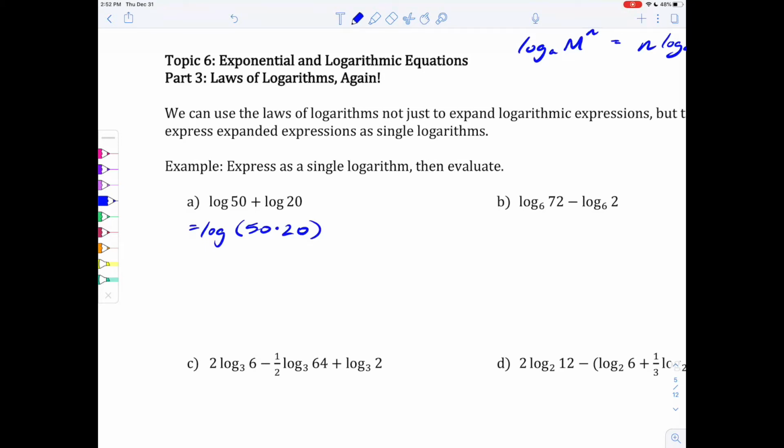I should simplify this a bit. So 50 times 20 is 1,000. I don't need brackets there anymore. And since no base is indicated, it's an implied 10. Log base 10 of 1,000 is whatever exponent 10 needs to become 1,000, as we recall. And thus this is 3, in case you need that recollection.